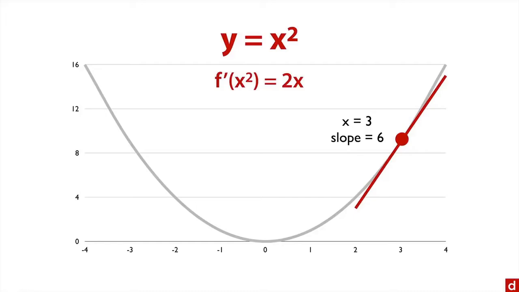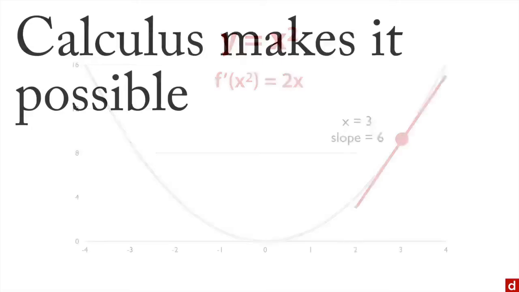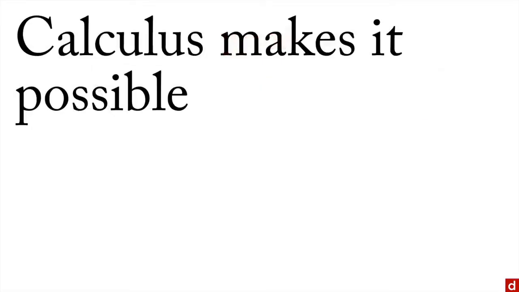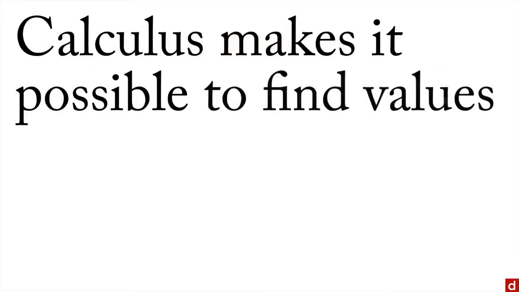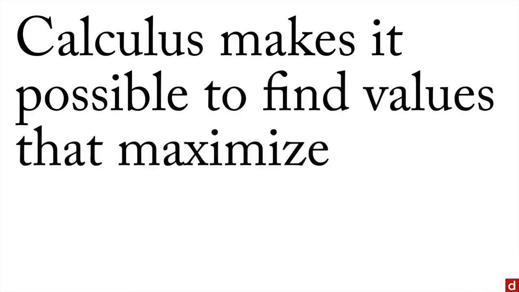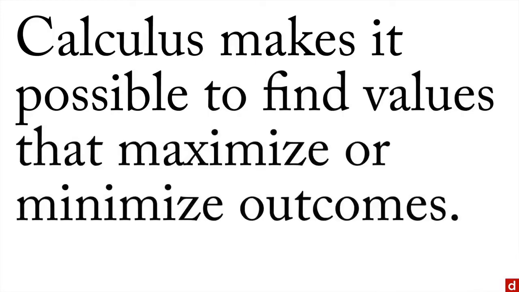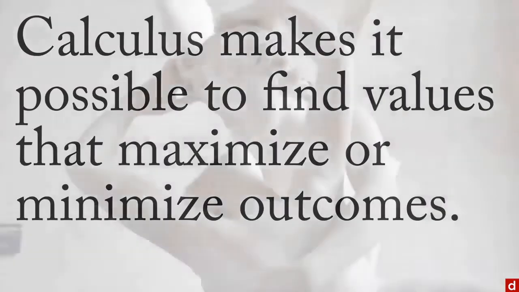That shows this curve here, and we have the derivative, where the slope can be given by 2x. So when x is equal to 3, the slope is equal to 6. Fine. And this is where this comes into play. Calculus makes it possible to find values that maximize or minimize outcomes. And if you want to make something a little more concrete out of this, let's think of an example here.